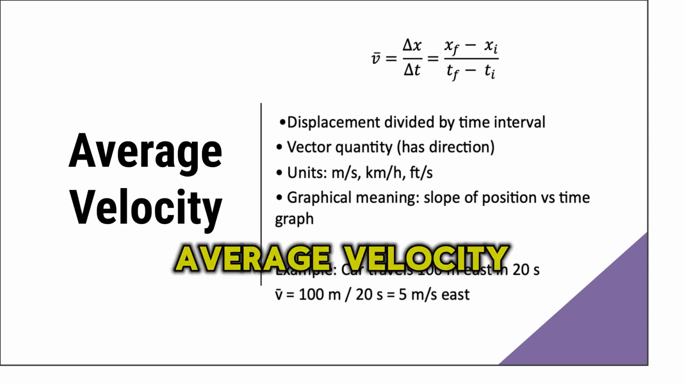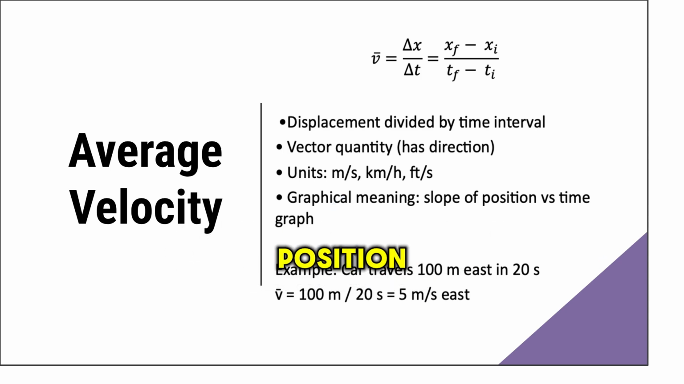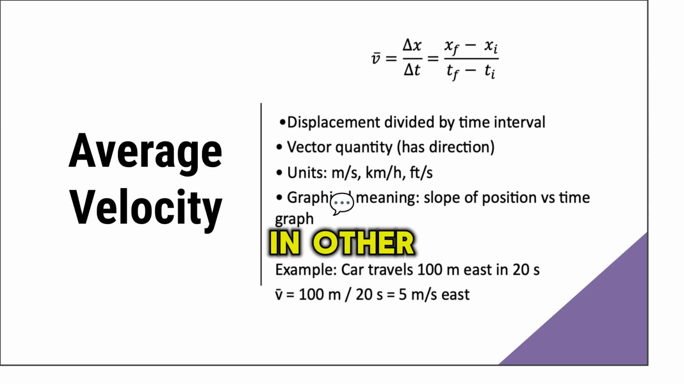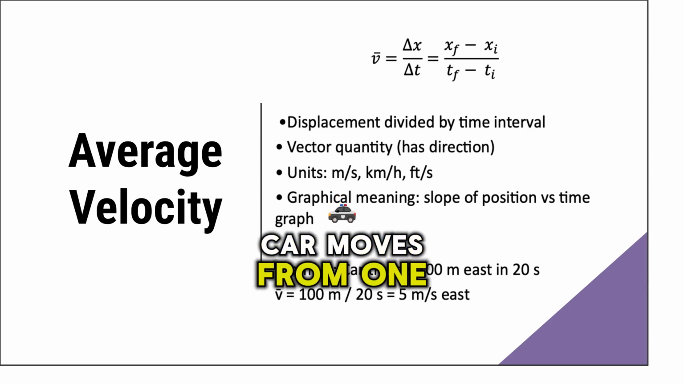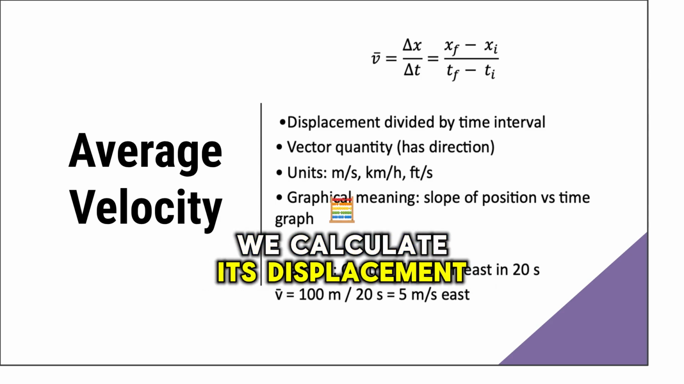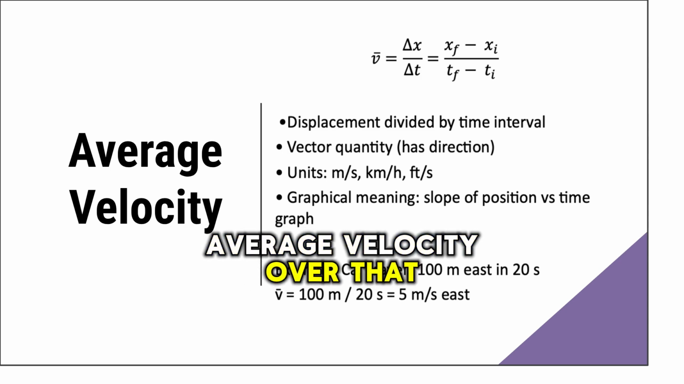Now let's talk about average velocity. Average velocity is defined as the change in position, or displacement, divided by the total time taken. In other words, it tells us how fast an object's position changes, not just how much ground it covers. For example, if a car moves from one location to another in a straight line, we calculate its displacement and then divide by the time. This gives us the average velocity over that interval.